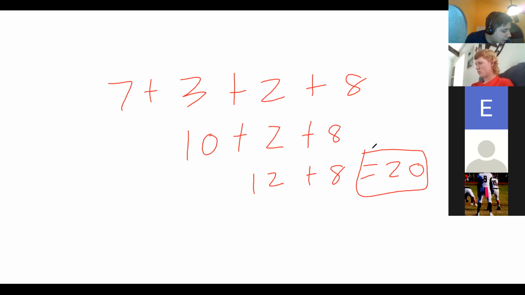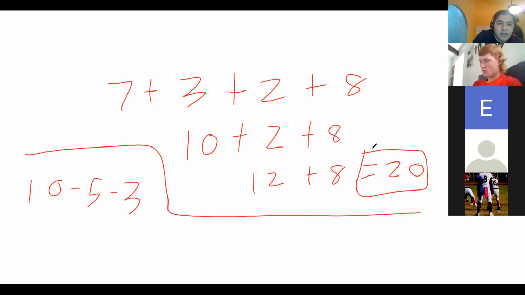Now let's say we had 10 minus 5 minus 3. And same question. Does the order necessarily matter when they're all subtractions? Actually, in this case, it really shouldn't matter either, right? Because let's say we have 10 minus 5. That's 5. And then 5 minus 3 is 2.